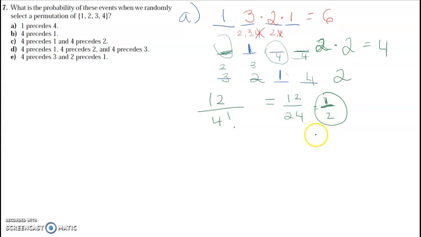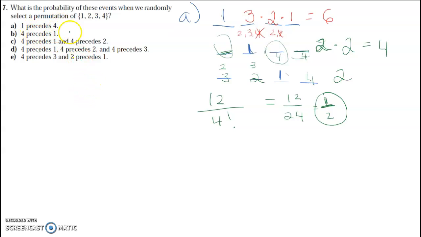But let's think about this abstractly now. Hopefully it'll make more sense. Out of all the combinations of these numbers, half of the outcomes have 1 preceding 4. And the other half is the other way: 4 will be preceding 1.